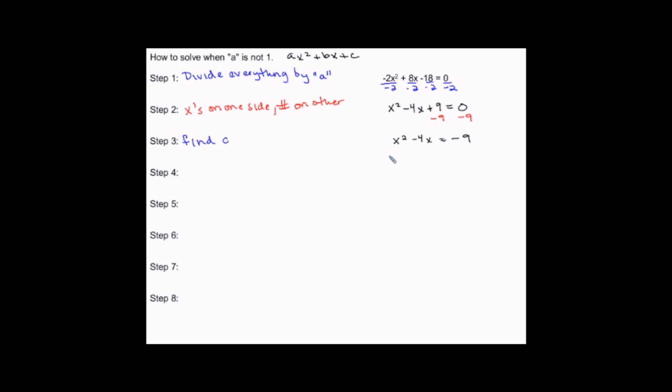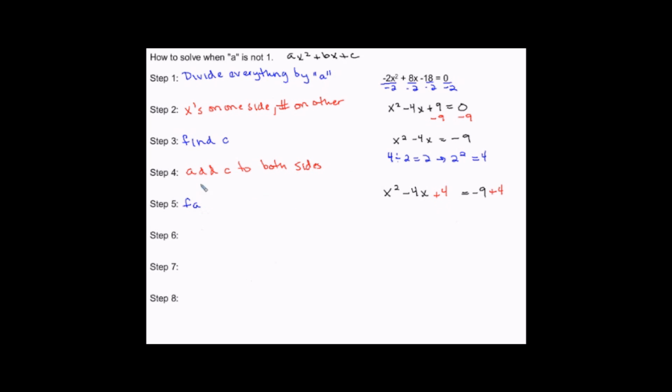So I'm going to take that 4, divide it by 2 to get 2. I'm going to take that 2 and I'm going to square it to get 4. And I'm going to add c to both sides. So we have x squared minus 4x equals negative 9, and I'm going to add c to both sides. And I believe I might have made a typo, but that's okay because this will work out.